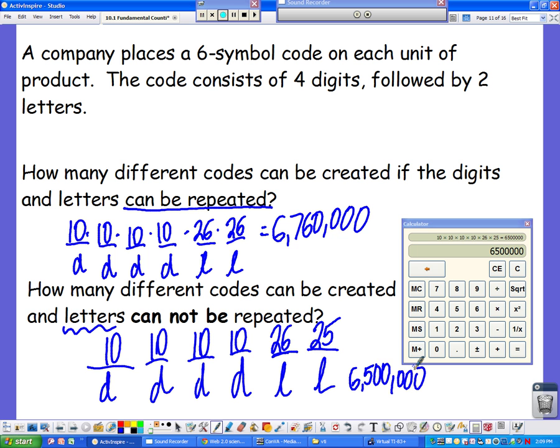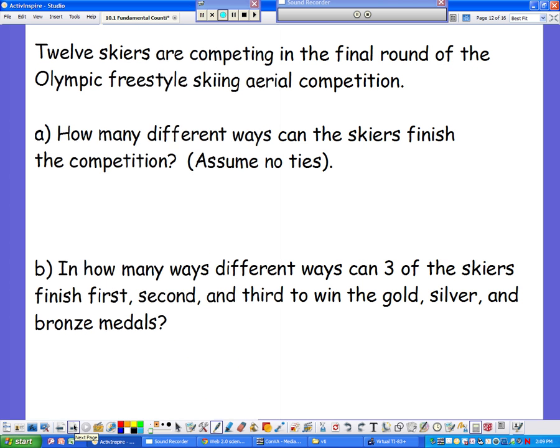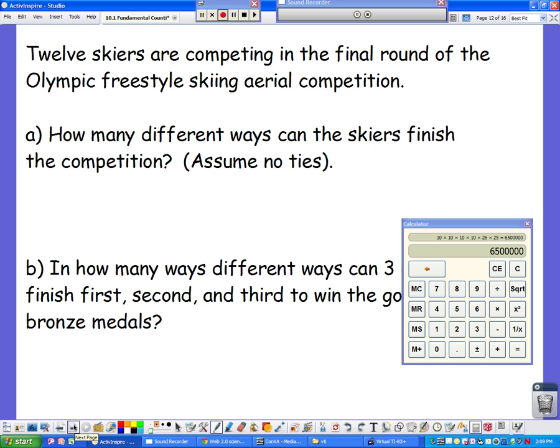All right. So let's look at this example. In this example, we have 12 skiers that are competing in the final round of the Olympic freestyle skiing aerial competition. The first question is, how many different ways can the skiers finish the competition? Well, we're going to have first place, second place, third place, and so on: 4th, 5th, 6th, 7th, 8th, 9th, 10th, 11th, and 12th.